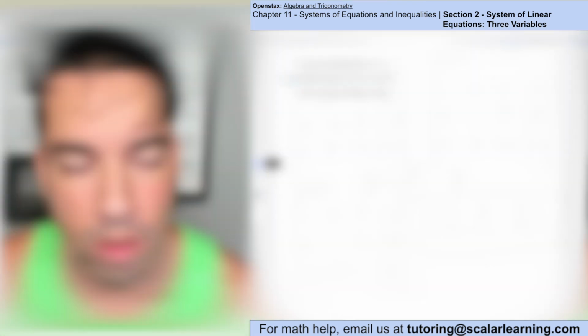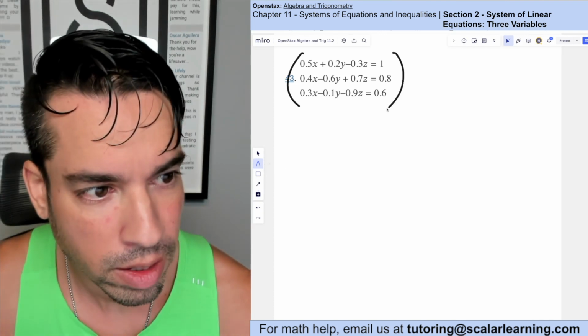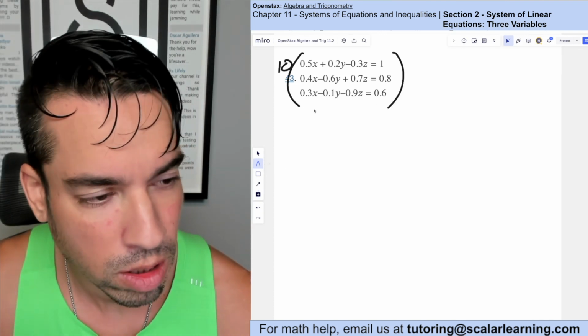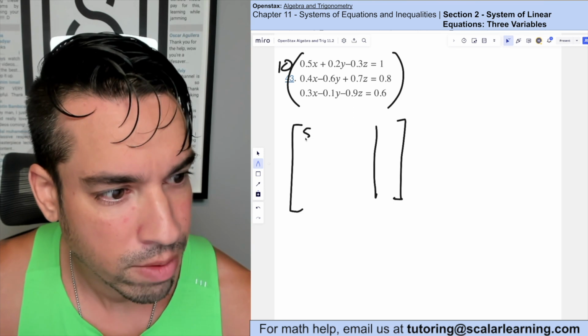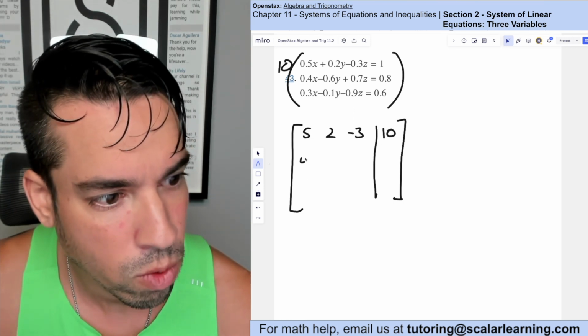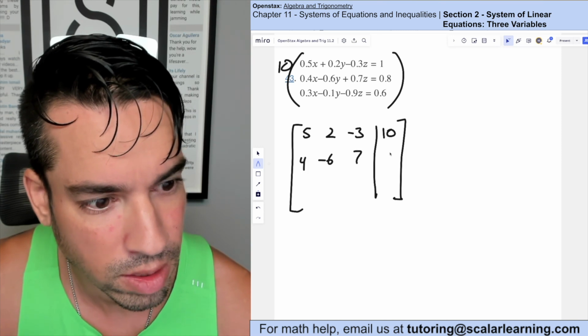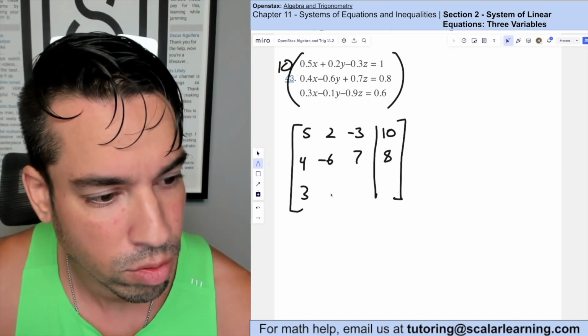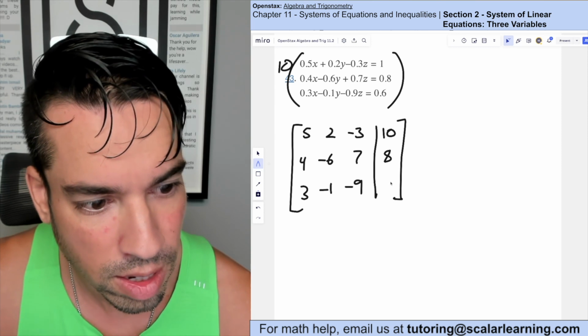Boom, done. So for this one, we're going to start by multiplying everything by 10 just to make the numbers a little bit nicer. So let's write that out. So we got 5, 2, -3, and 10. Then we got 4, -6, 7, and 8. And then here we got 3, -1, -9, and 6.